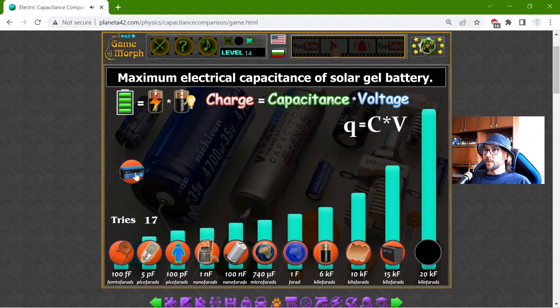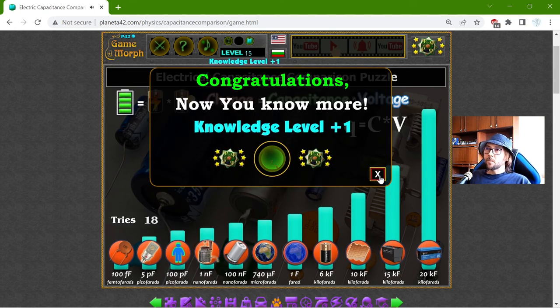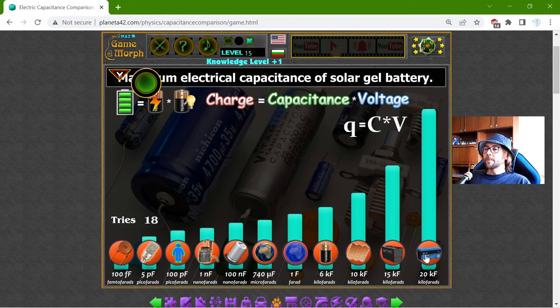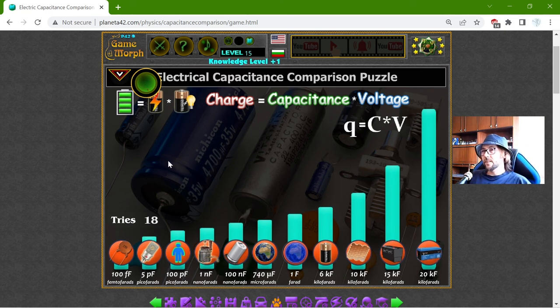And for now, the thing that we have with the maximum electrical capacities is the solar gel battery. The latest cry of technology for year 2022, maybe in the future we have more, but if you want more, you get more of these gel batteries. They are used in the solar installations, actually photovoltaic installations, I think.